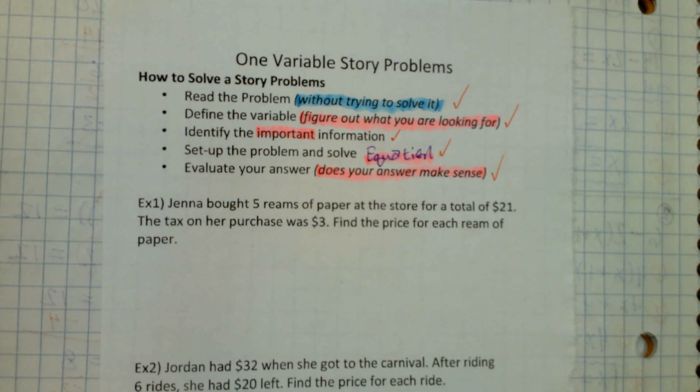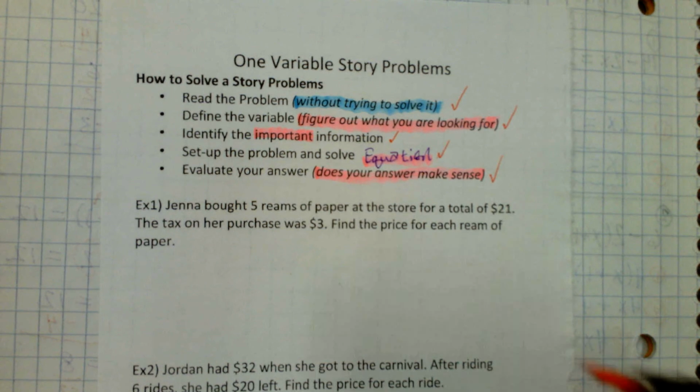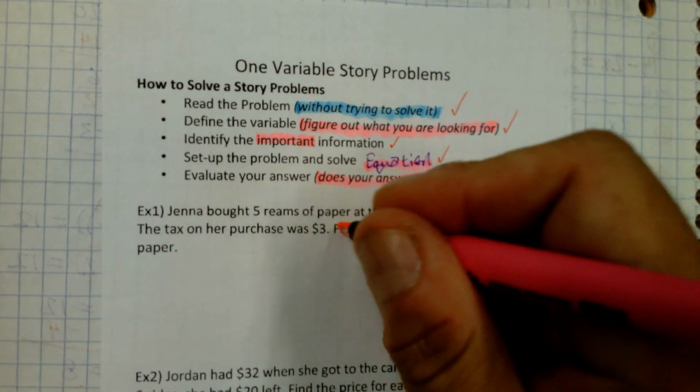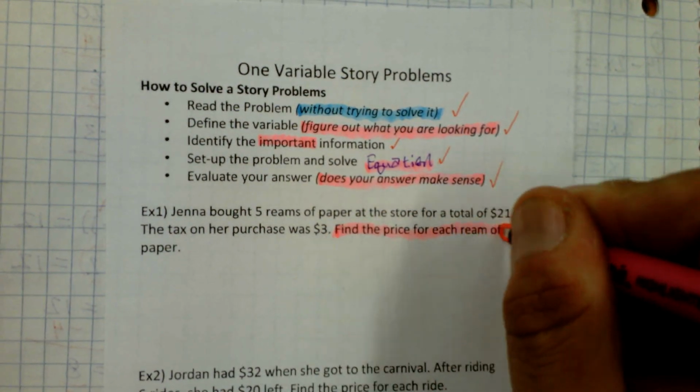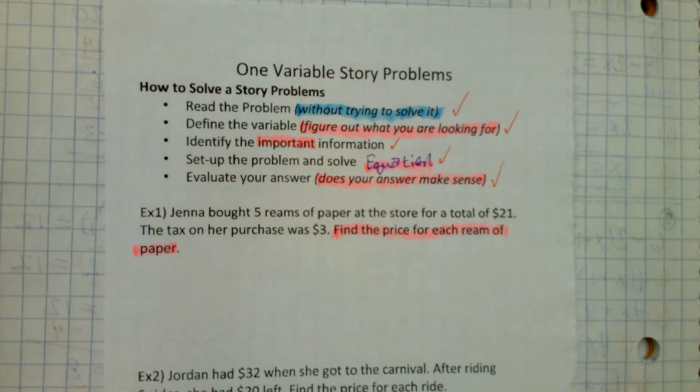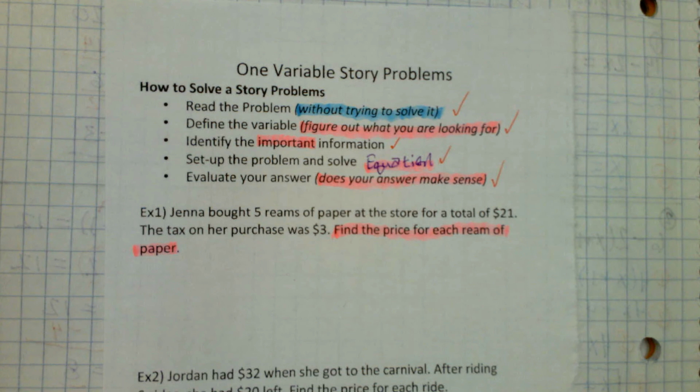All right. So example number 1, Jenna bought 5 reams of paper at the store for a total of $21. The tax on the purchase was $3. Find the price of each ream of paper. So I'm going to underline or highlight, and you can underline if you don't have a highlighter, this last sentence, because that's what we're trying to find. The price of each ream of paper.